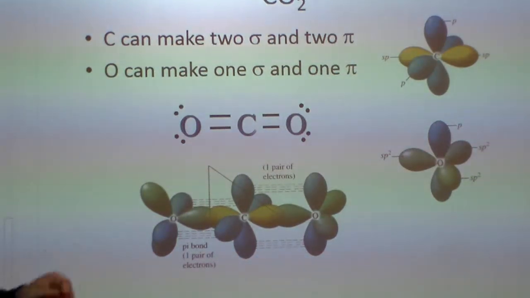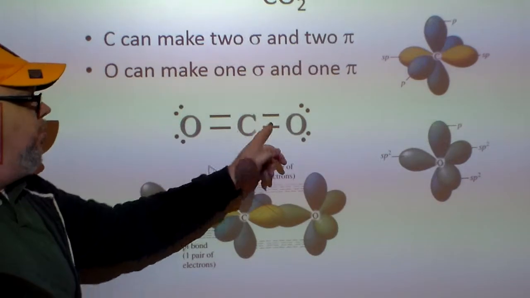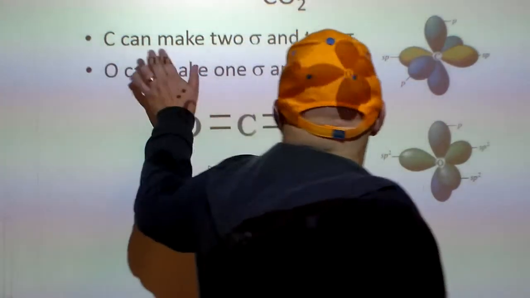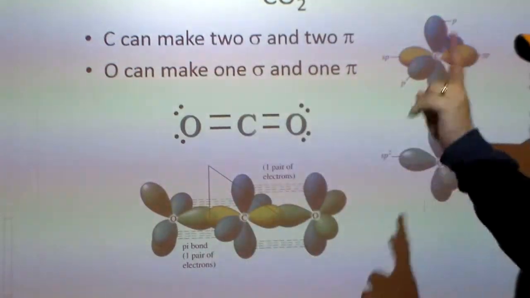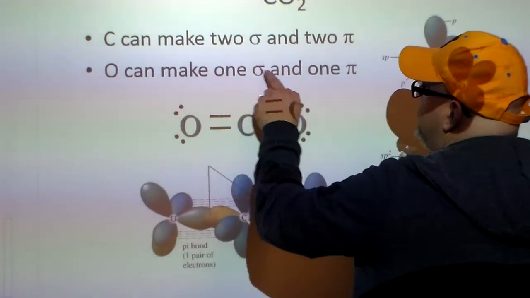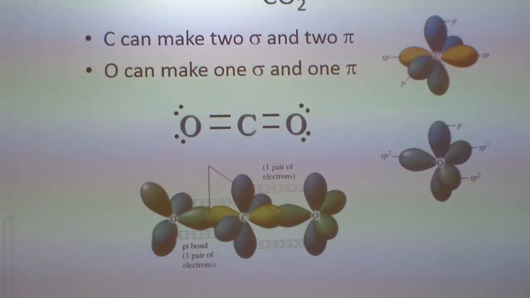All right, let's look at carbon dioxide. Now CO2, we know it's a double bond with the carbons and the oxygens. So here the carbon can make 2 sigmas and 2 pi bonds, whereas the oxygen can make 1 sigma and 1 pi bond.